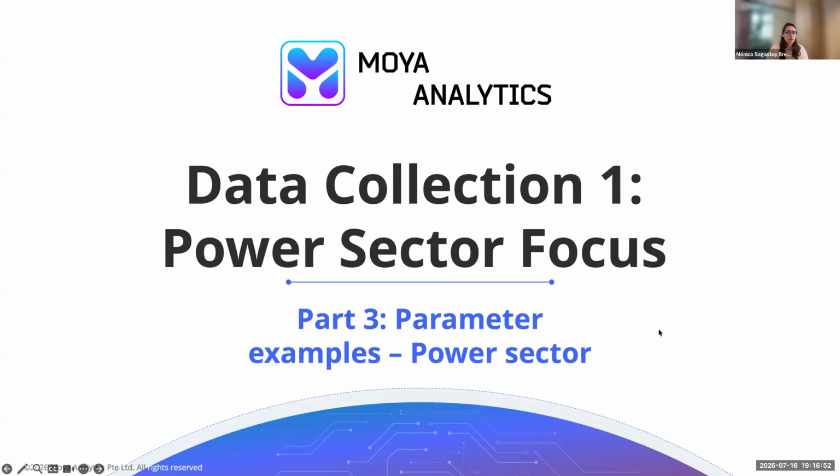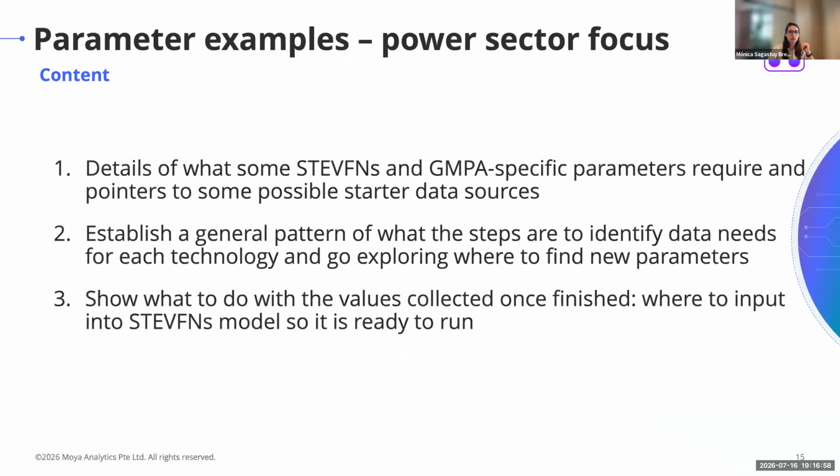Okay, so now we're going to go into the examples for the power sector. We're going to have some details of some Stevens and some GMPA specific parameters and pointers for the data. This is going to be helpful as a starter, but you're going to see reminders coming up that this is just a guideline.